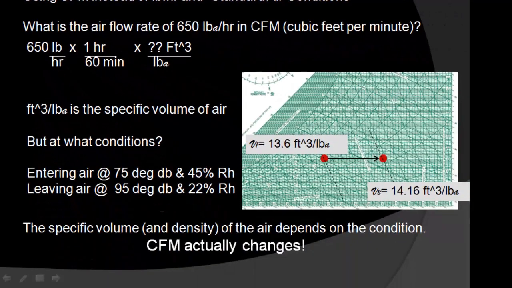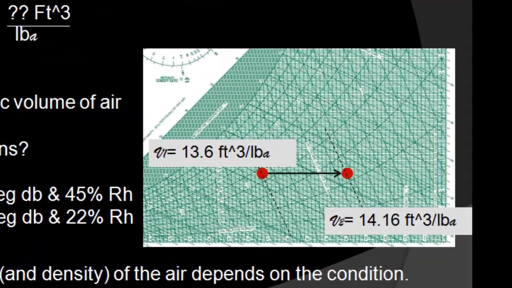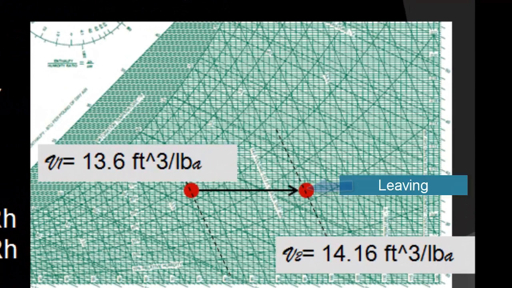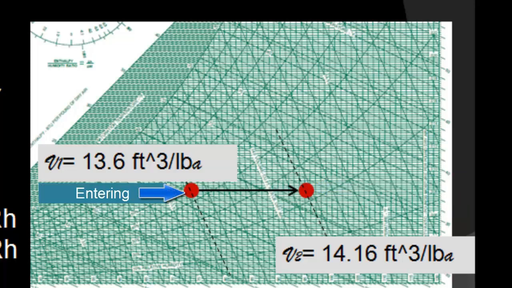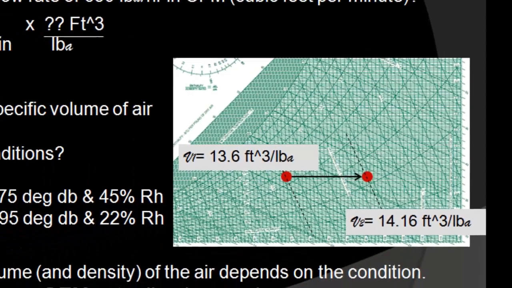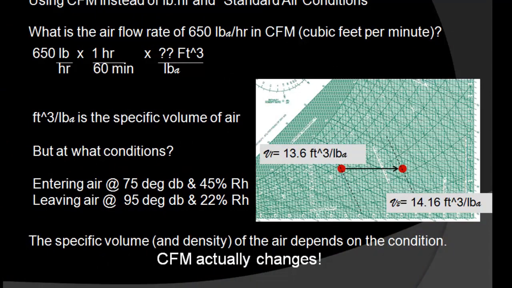But looking at the process line on the psychrometric chart, we see that the specific volume of the air leaving the heater is greater than the specific volume of the air entering the heater. Therefore, the CFM is going to be different. And in fact, the CFM does change and is dependent upon the conditions. We can determine the CFM at the leaving conditions by doing the same equation, but using the specific volume of the air at the leaving conditions.